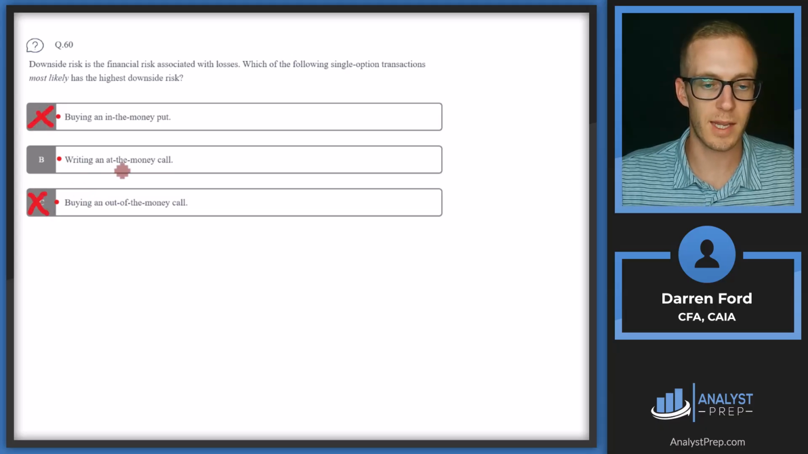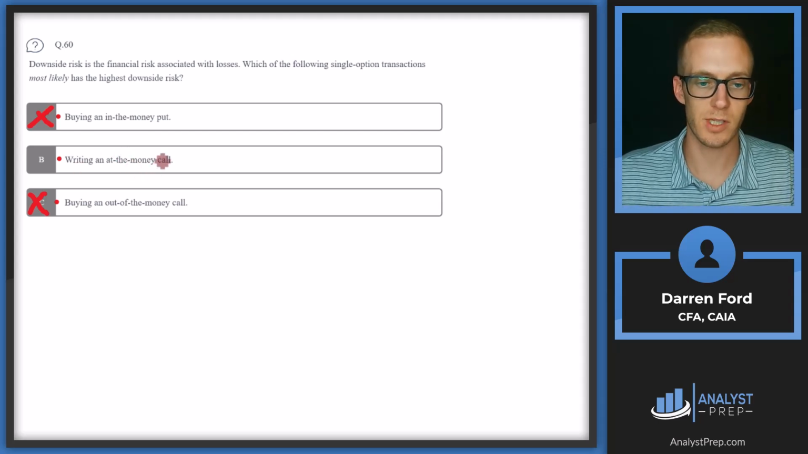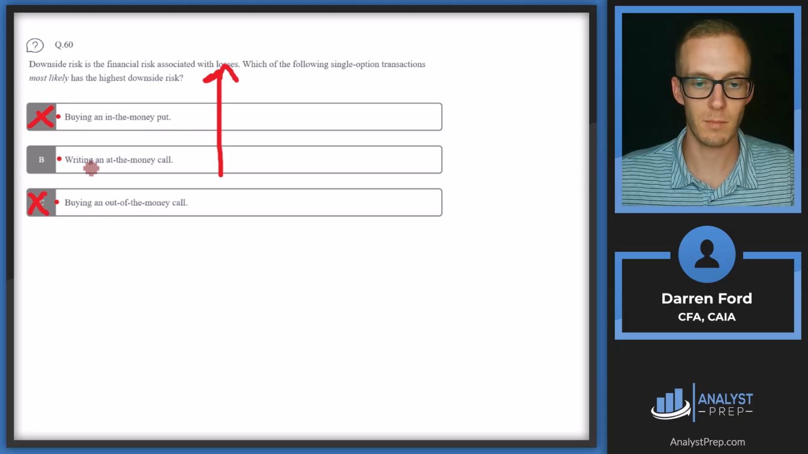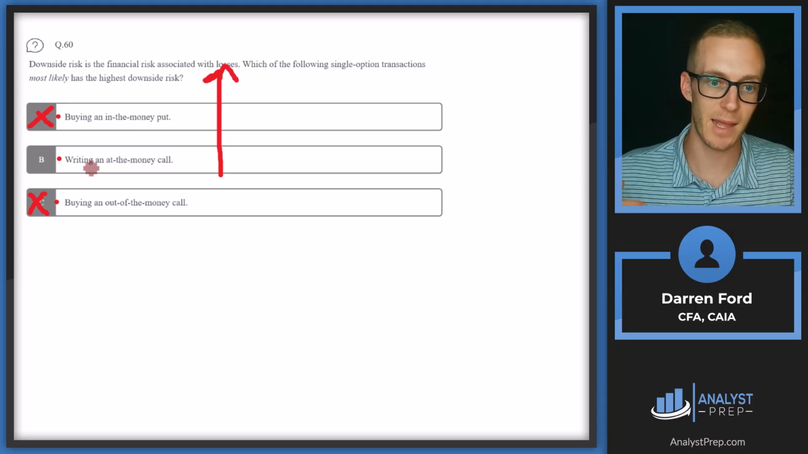Whereas in the case of writing an at-the-money call, if you get exercised, you're going to have to deliver shares at the strike price. In theory, that stock price could go up to infinity. And so you really don't have a limit on the downside in this scenario. The stock price can just keep going up and up, and you'd be forced to deliver at whatever the strike price was, which means you're selling there but having to buy the stock above wherever you sold it. So we're going to go with B. Writing an at-the-money call is going to have the highest downside risk of these three options.